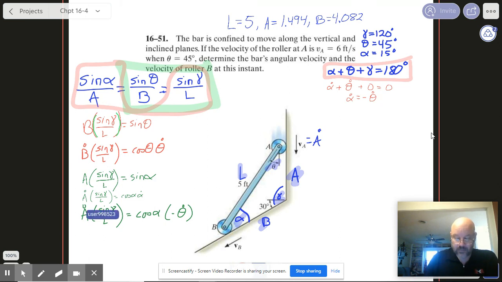So we know gamma is 120. We know L, when we know alpha. So all those things are known, and we know A dot is 6. All we have to do is find theta dot. Once we get theta dot, we can take it and run it up here into that equation there. Then in that equation, the only unknown is B dot, and then we just run our numbers and we have our answer.